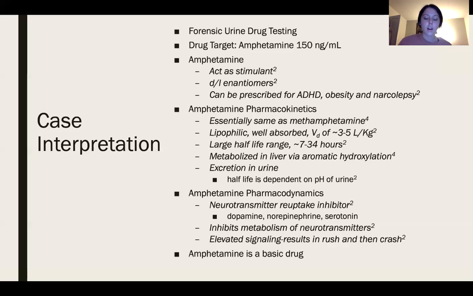half-life. And then also amphetamine pharmacodynamics, so it's a neurotransmitter reuptake inhibitor of the neurotransmitters dopamine, norepinephrine, and serotonin, and it inhibits metabolism of neurotransmitters. So these two combined just elevate signaling of a lot of neurotransmitters in that synaptic gap, which is going to result in the rush. And then because it's a reuptake inhibitor, it's going to then result in a crash. And then also amphetamine is a basic drug.